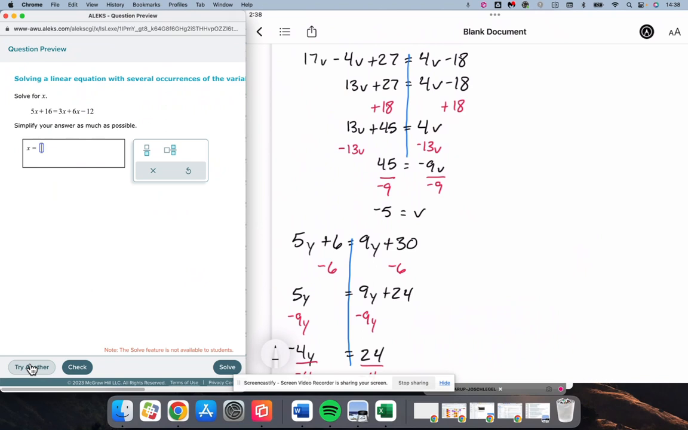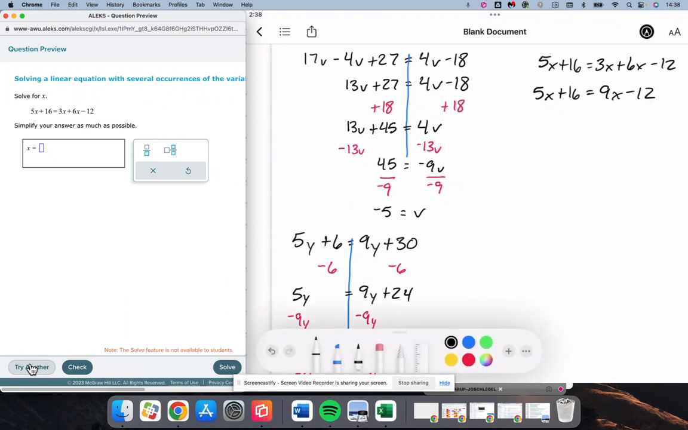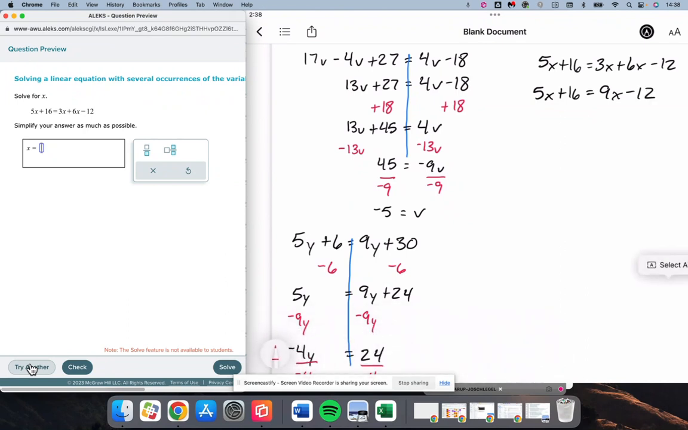We have 5x plus 16 is equal to 3x plus 6x minus 12. I want to do some cleanup work here because I do see that I can combine like terms on the right. So I'll have 5x plus 16 is equal to 9x minus 12. And again, I could do anything here. I could subtract 5x, I could subtract 16, I could subtract 9x, I could add 12. All of those would be an appropriate thing to do. I'm going to choose to add 12 because it will keep my numbers positive.